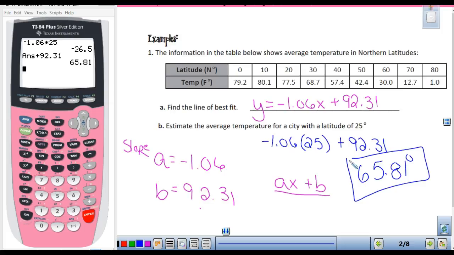Not bad, right? Anybody know what the latitude of far North Dakota is? I don't know either. Let's look it up.